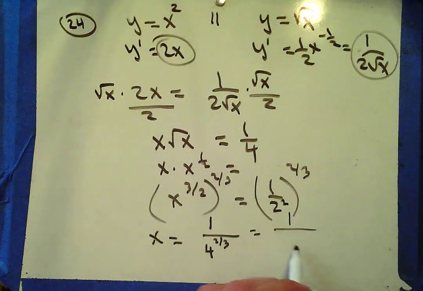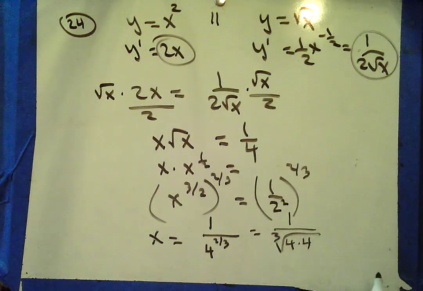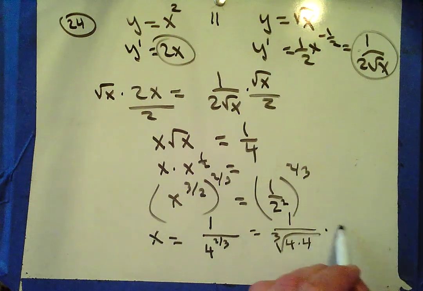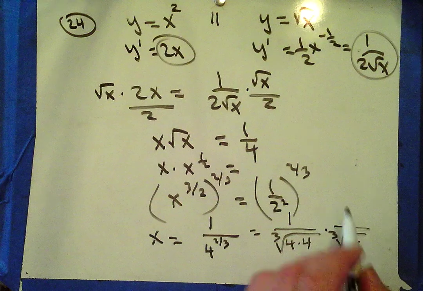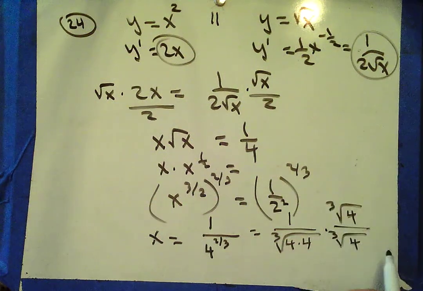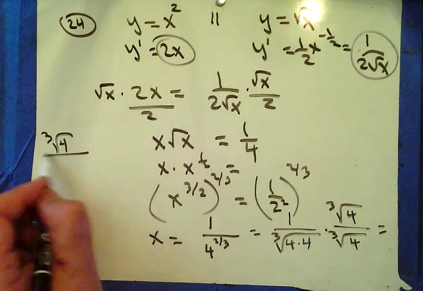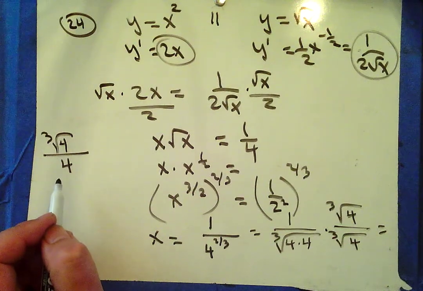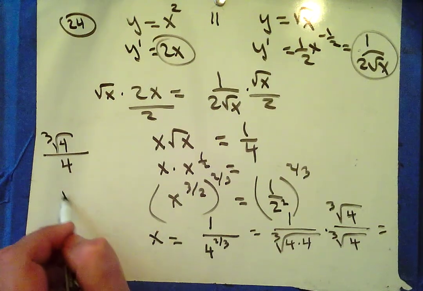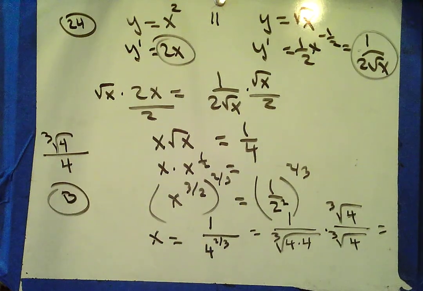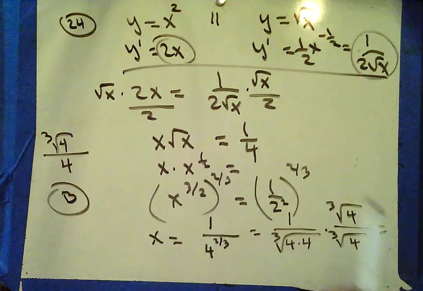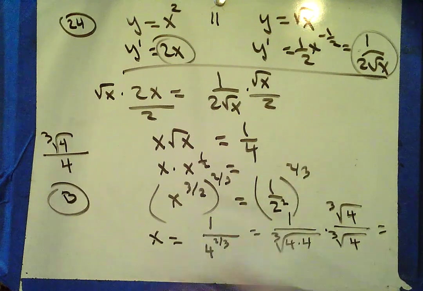Okay, that's 1 over 4 times 4 under a cube root. So I need 3 of a kind. I'll rationalize with a cube root of 4. And that's going to give me cube root of 4 on top and 4 on the bottom. Cube root of 4 over 4 is choice B. Again, a lot of algebra there. Very simple calculus, find the derivatives, set them equal, and then a whole bunch of algebra for us to do. I don't think they're going to do much of that on the COVID-19 year multiple choice problems.